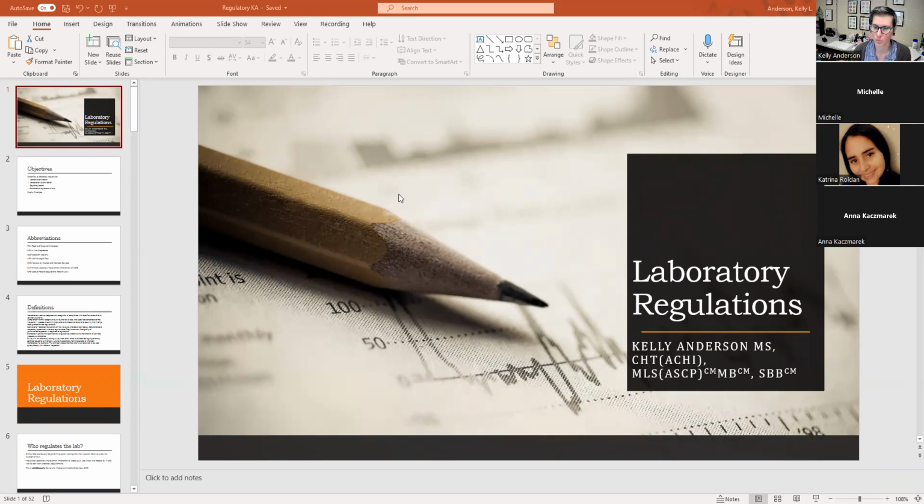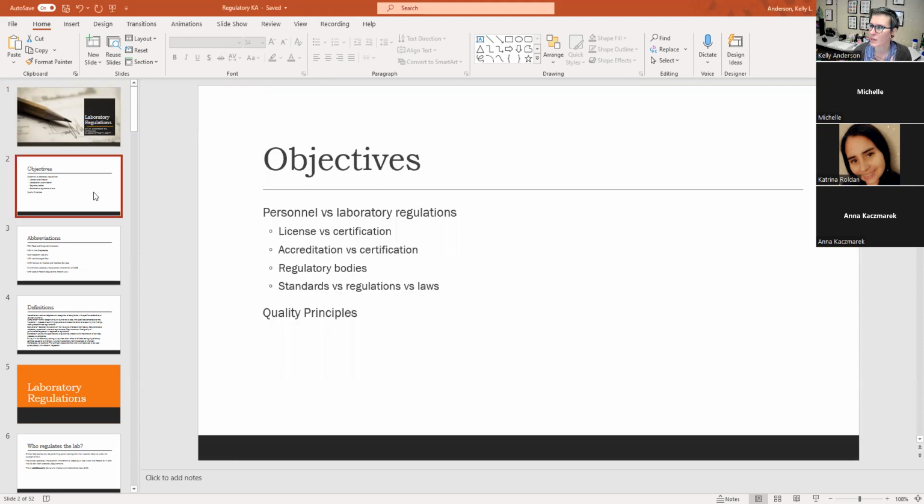So I wanted the discussion board up so we could kind of talk about what we know, which I was surprised how much some people knew, but I wasn't expecting anyone to really know that much about regulations. So what we will be talking about are lab regulations versus personnel regulations, accreditation versus certification, regulatory bodies and standards, regulations, and laws.